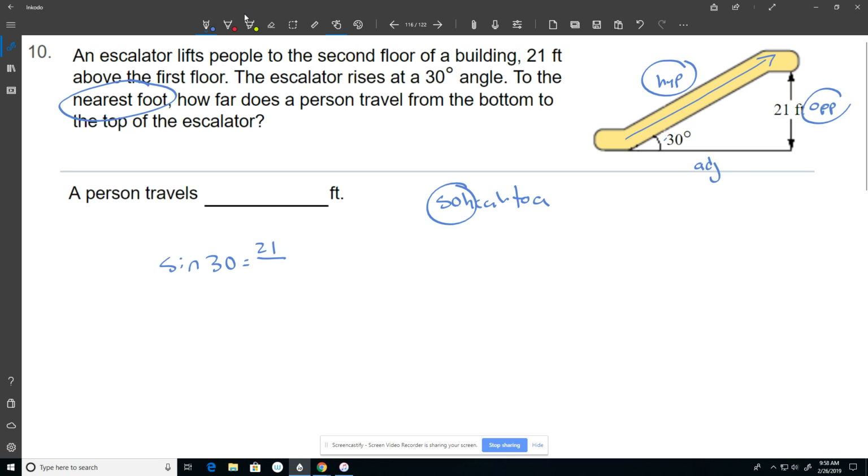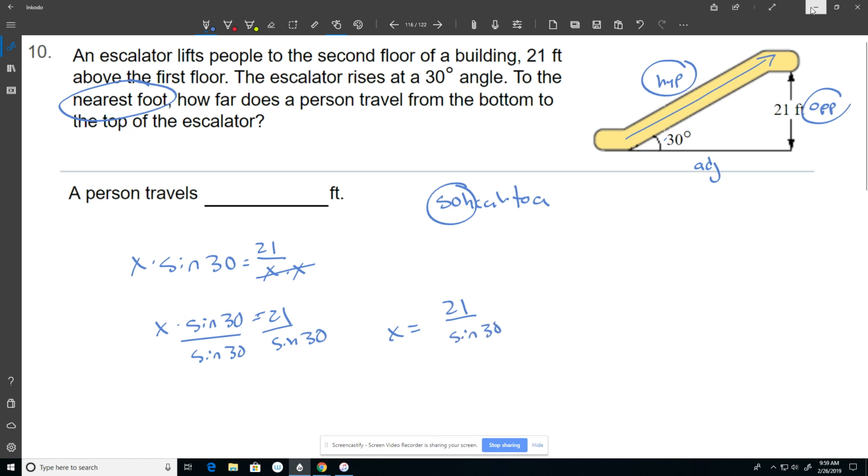Divided by the hypotenuse, which we don't know. That's our x. So times both sides by x to get it off the bottom. So x times the sine of 30 equals 21. And then to get rid of multiplying by the sine of 30, I'm going to divide by the sine of 30. So in my calculator, x equals 21 divided by sine 30.